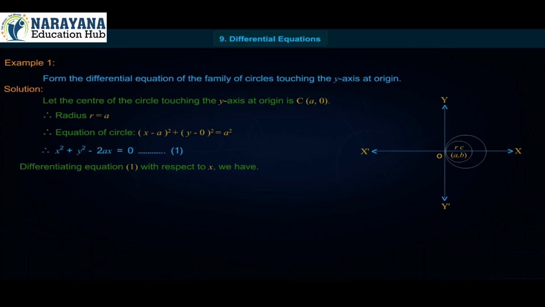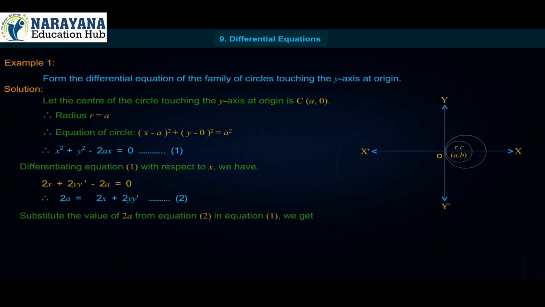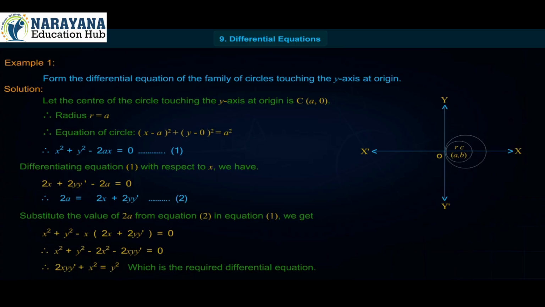Equation 1. Differentiating equation 1 with respect to x, we have 2x plus 2y y dash minus 2a is equal to 0. Therefore, 2a is equal to 2x plus 2y y dash. Equation 2. Substitute the value of 2a from equation 2 in equation 1. We get x square plus y square minus x into (2x plus 2y y dash) is equal to 0. Therefore, x square plus y square minus 2x square minus 2xy y dash is equal to 0. Therefore, 2xy y dash plus x square is equal to y square, which is the required differential equation.